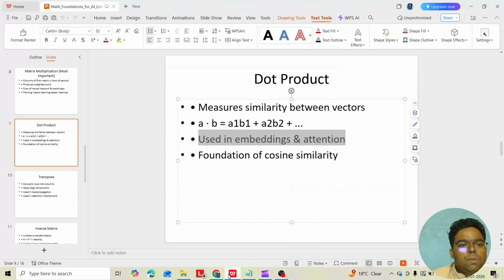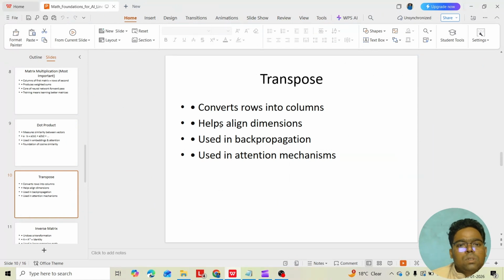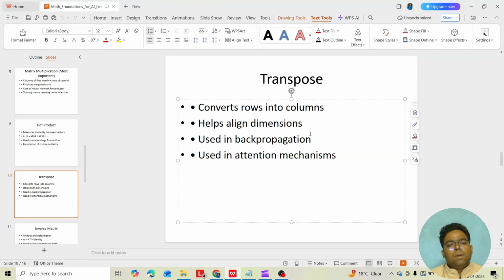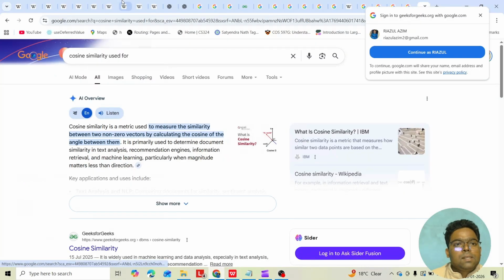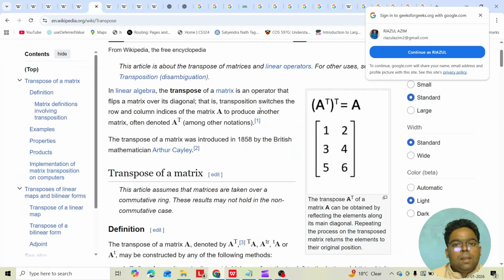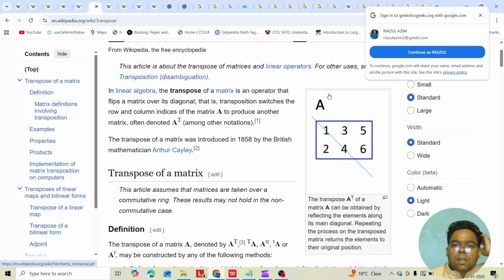So let's see the next part, that is transpose. It is used in back propagation and in the attention mechanism. It is nothing else but converting the rows into columns. That means if I have, let's say, a matrix of dimension 2 cross 3, if I transpose it, it becomes 3 cross 2. So let's see a demo. Let's say this is A itself, and if I transpose this, then it will be this one. So that is what I am talking about.